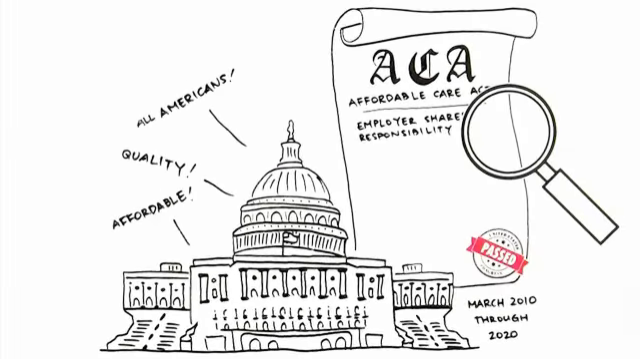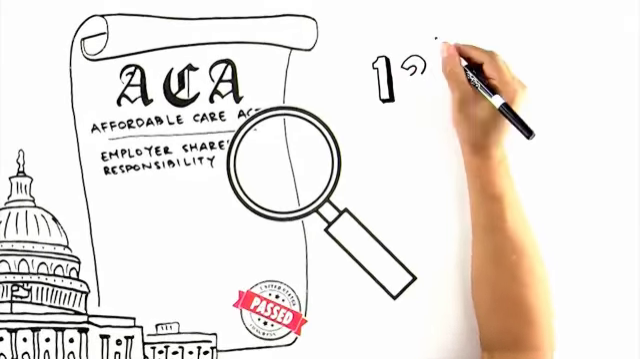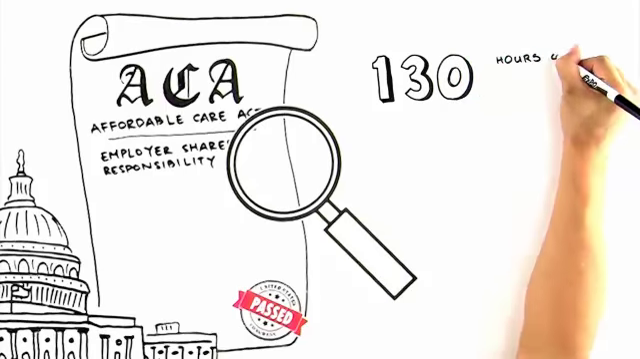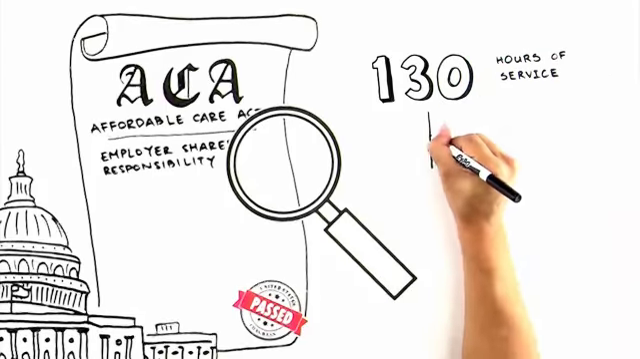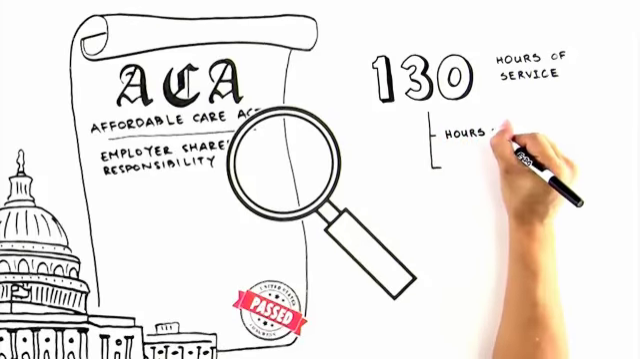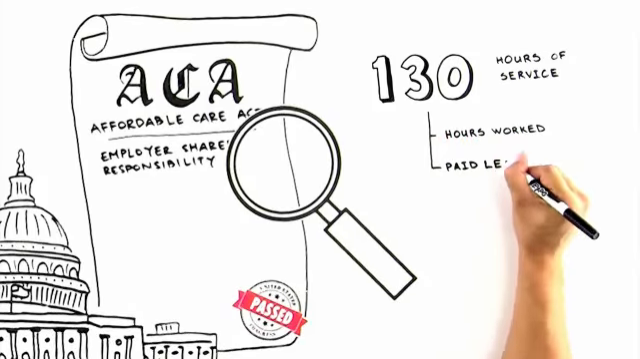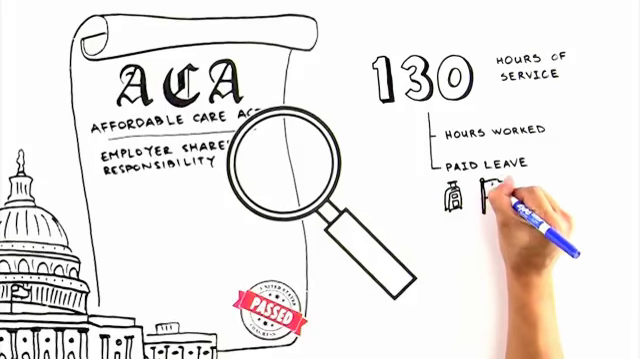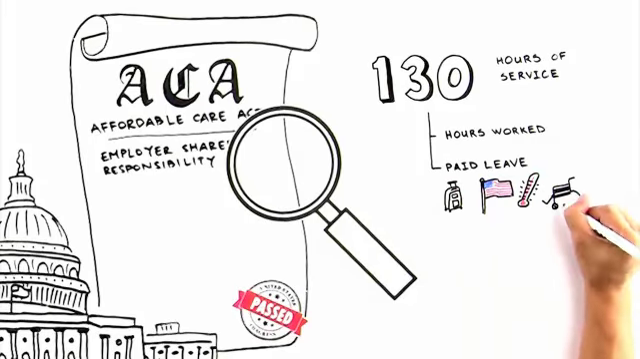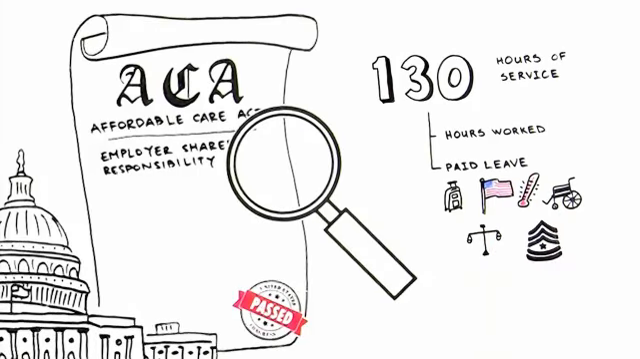Actually, the ACA defines full-time by an employee's hours of service. If an employee averages 130 hours or more per month, they are considered full-time. Hours of service include hours in which an employee is paid or entitled to payment for hours worked, and paid leave, which includes vacation, holiday, illness, disability, jury duty, and military duty. Based on this definition, how the state currently appoints employees by tenure and time base is irrelevant for ACA purposes. As you can see, the ACA definition is based strictly on hours of service.